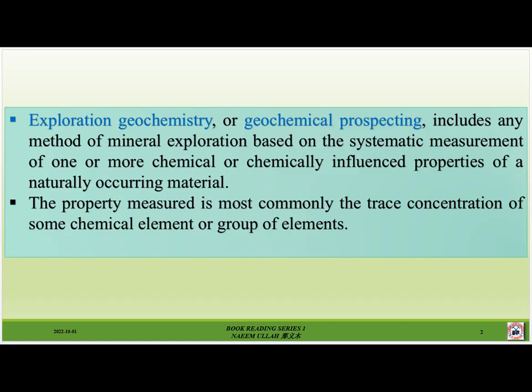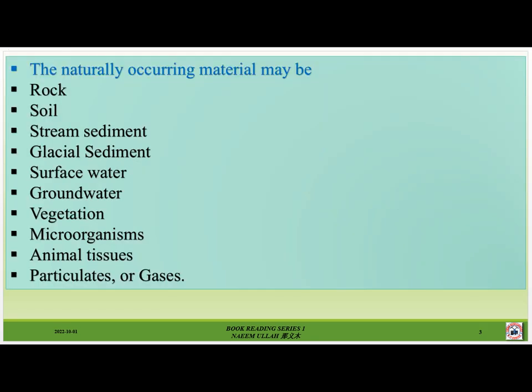Geochemical prospecting. Key points. Exploration geochemistry or geochemical prospecting includes any method of mineral exploration based on the systematic measurement of one or more chemical or chemically influenced properties of a naturally occurring material. The property measured is most commonly the trace concentration of some chemical element or group of elements. The naturally occurring material may be rock, soil, stream sediment, glacial sediment, surface water, groundwater, vegetation, microorganisms, animal tissues, particulates, or gases.